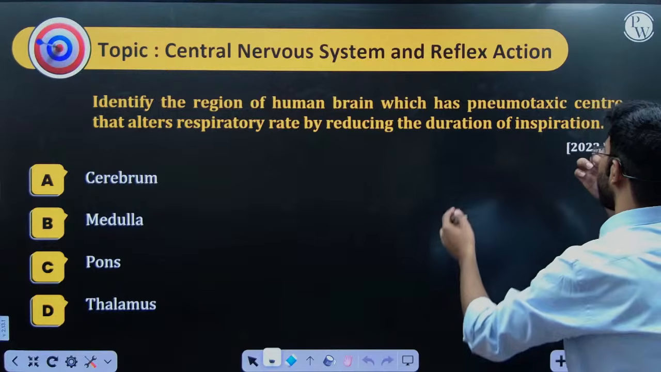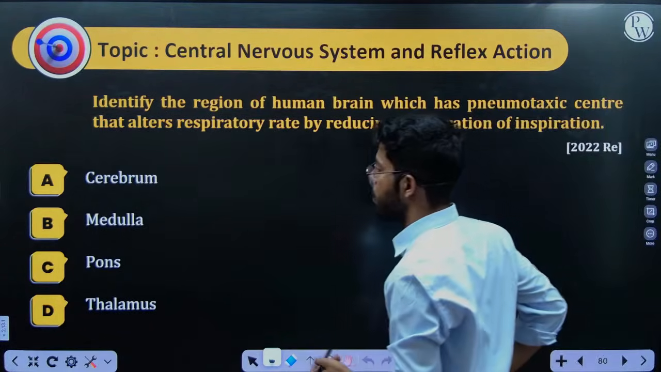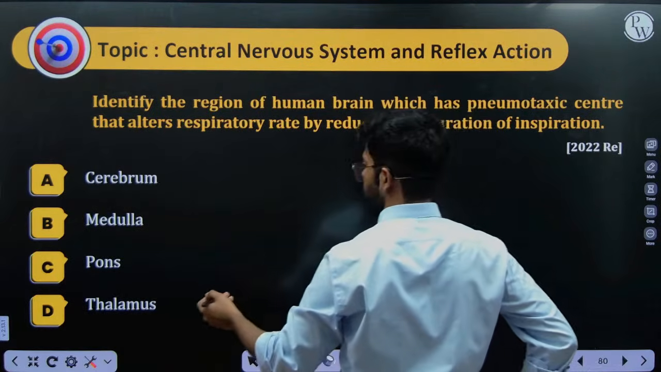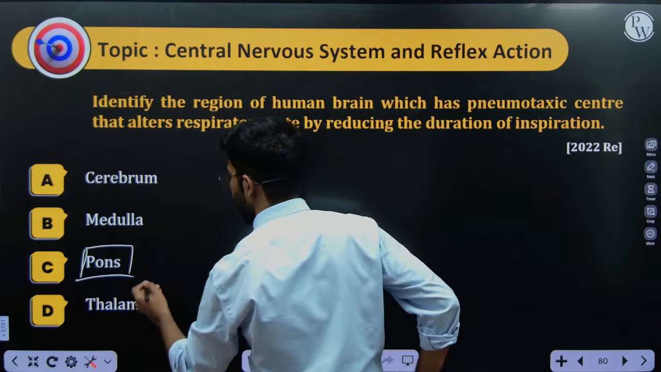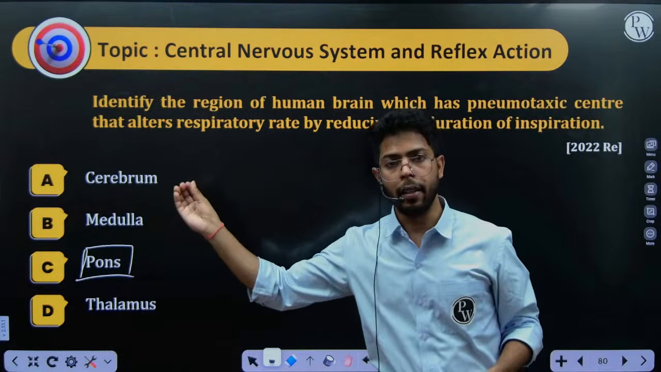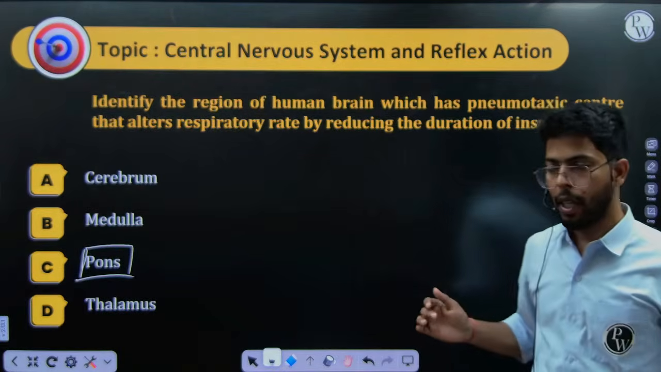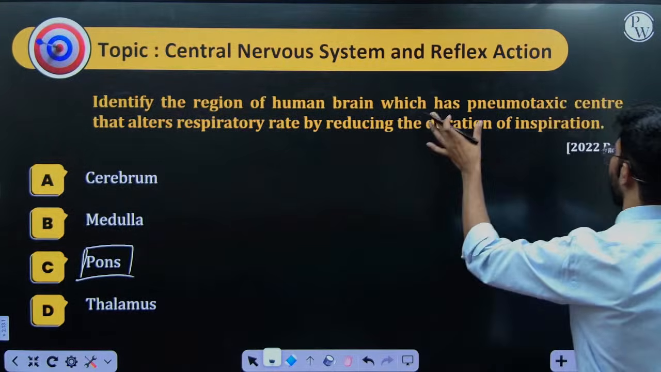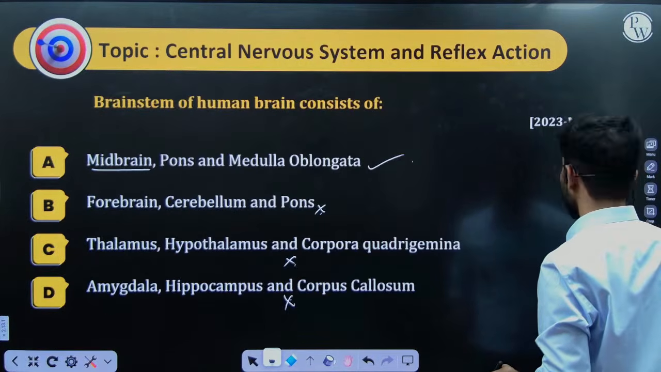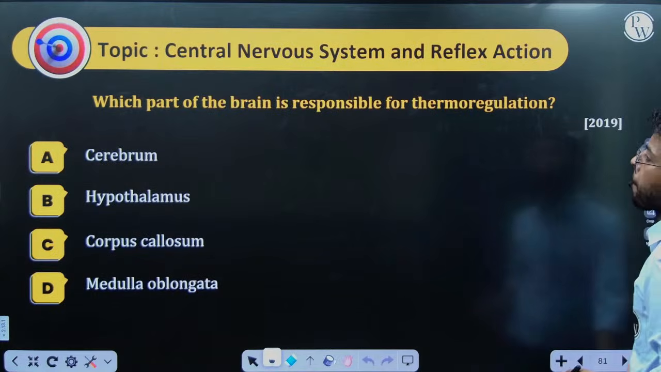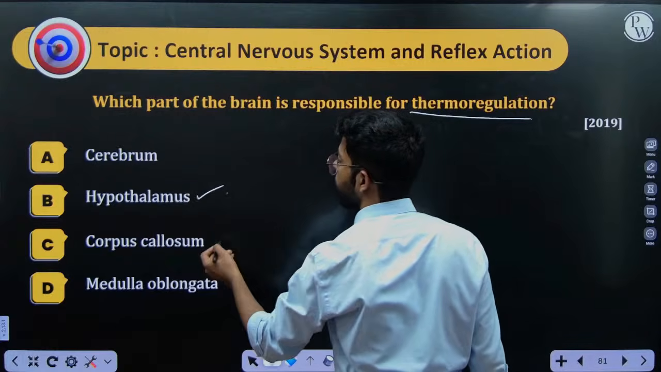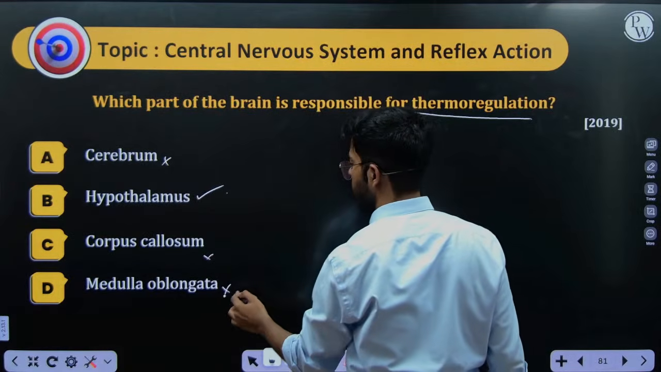Identify the region of brain which has the pneumotaxic center. Pneumotaxic center, that means pons, and it alters the respiratory rate, reducing the rate of inspiration, which you have studied in the respiratory system chapter. Responsible for thermoregulation: hypothalamus, no cerebrum, no corpus callosum, no medulla.